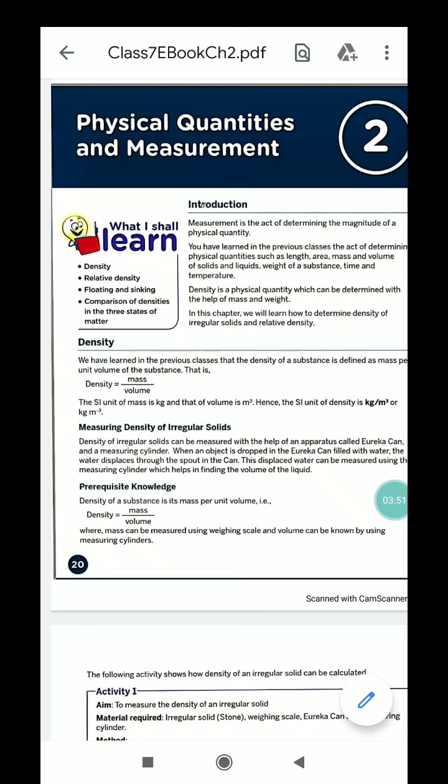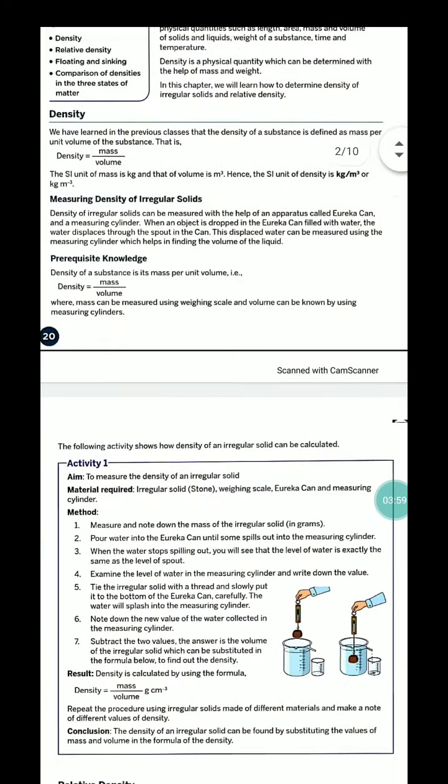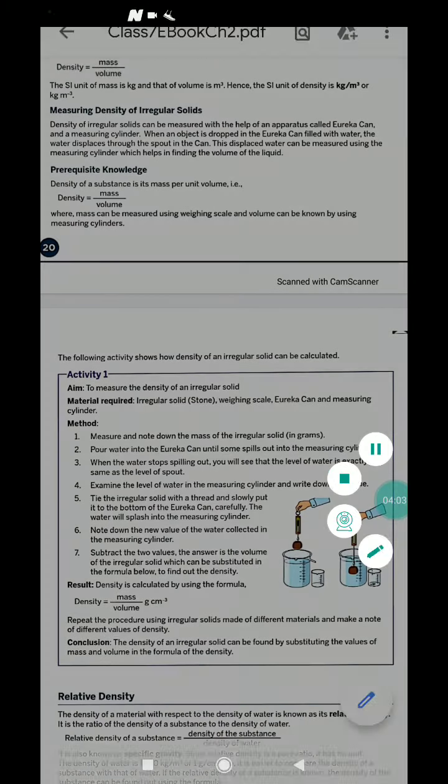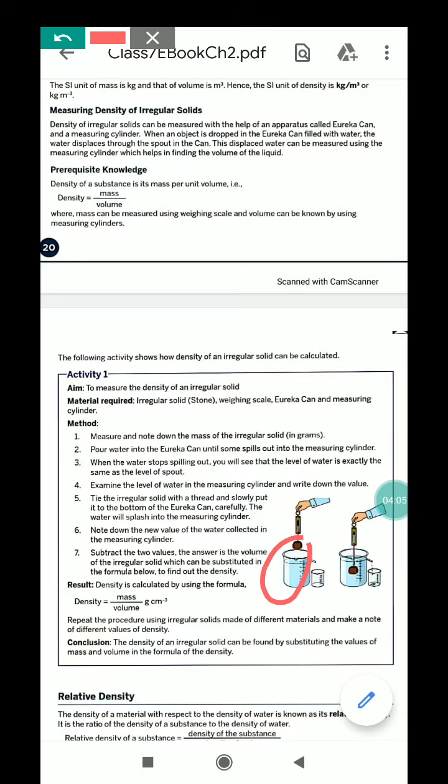When an object is dropped in an Eureka can filled with water, the water displaces through the spout. This is known as Eureka can. It has a spout over here. When water is filled up to its spout, if we put anything in the water, then the water will come out from this spout. That is why it is known as Eureka can. And there is a measurement also over there.